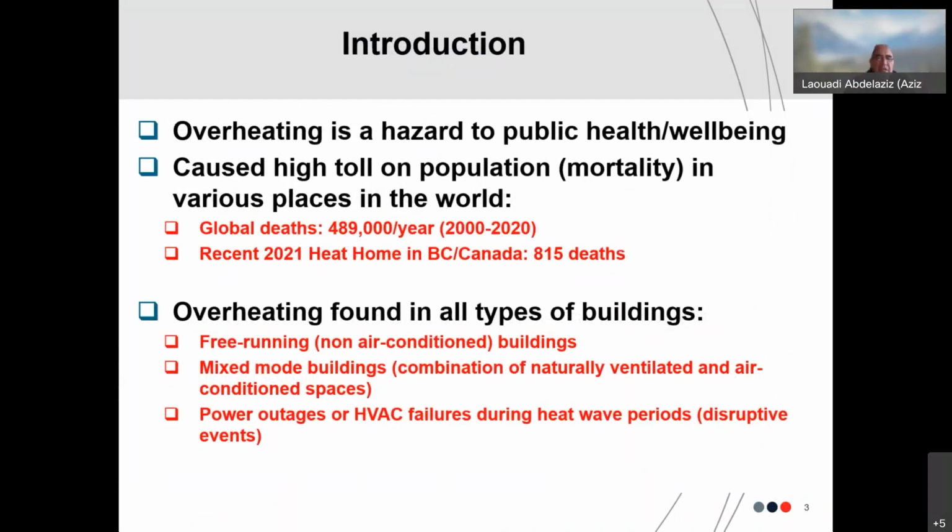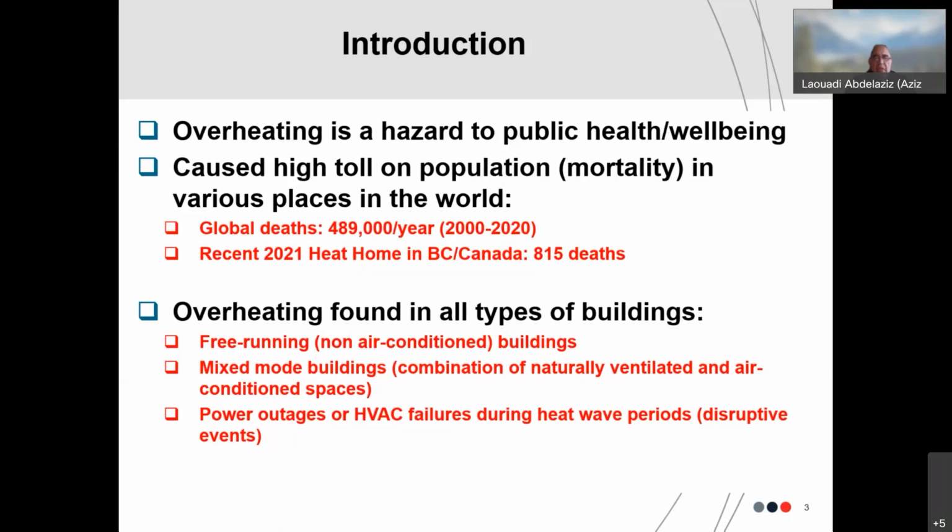Overheating events arising from heat waves have been identified as a serious concern to public health and well-being. They have caused a high toll on the population in terms of mortality in various places in the world. Global statistics mention that roughly 500,000 people die every year for the past 2 decades. And recently in Canada, the heat dome in British Columbia has resulted in more than 815 excess deaths.